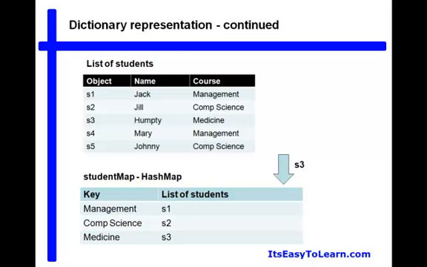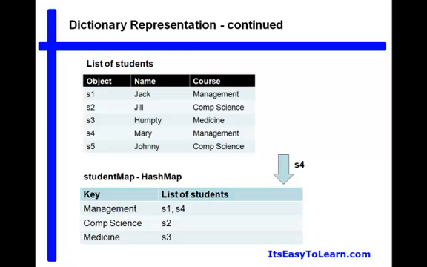S4, Mary, she has the course management. Does management belong to this map? Yes, we already have a key called management. Now what we need to do in this case is extract the value for this key called management, which already contains S1, and add S4 there.